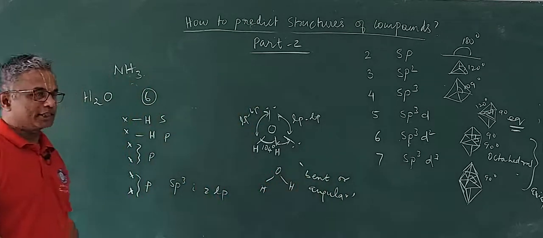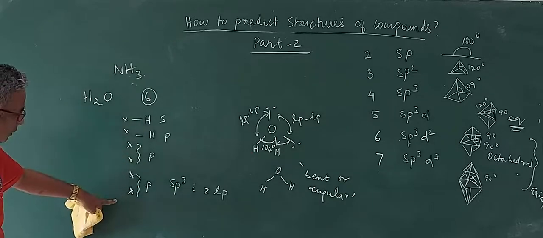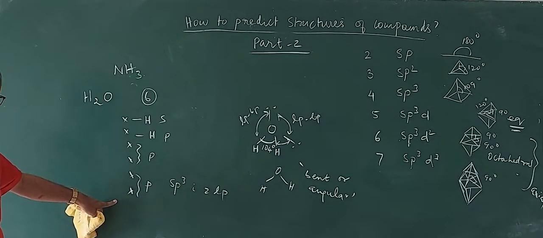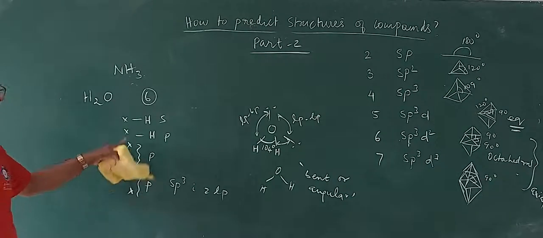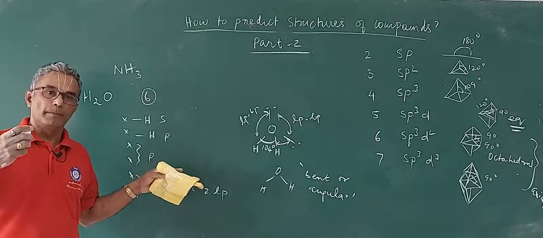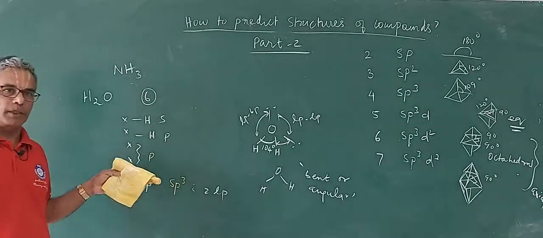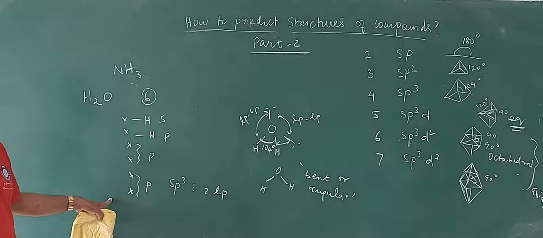Bent shape or angular shape. So you can also find out the shape of molecules using this shortcut method, but this doesn't apply to some of the compounds. For most of the common compounds this applies, for some of the compounds it doesn't apply.